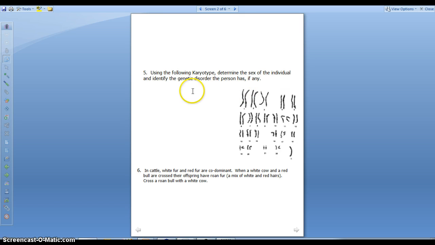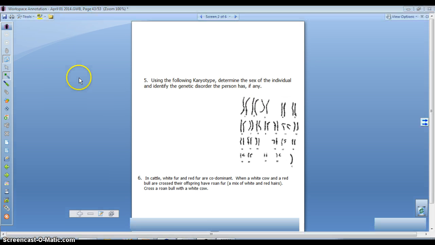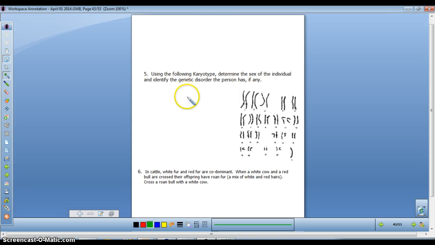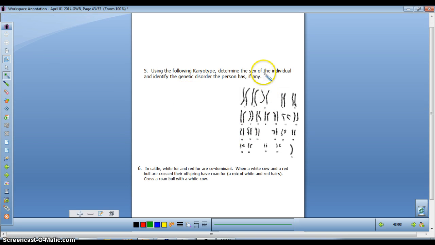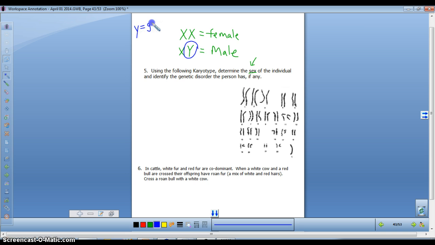Next, when you look at number 5, using the following karyotype, determine the sex of the individual and identify if there are any genetic disorders. Okay, so looking at gender. Remember, for sex, you have XX is female, XY is male. What makes a male? The Y. Remember, Y equals guy.